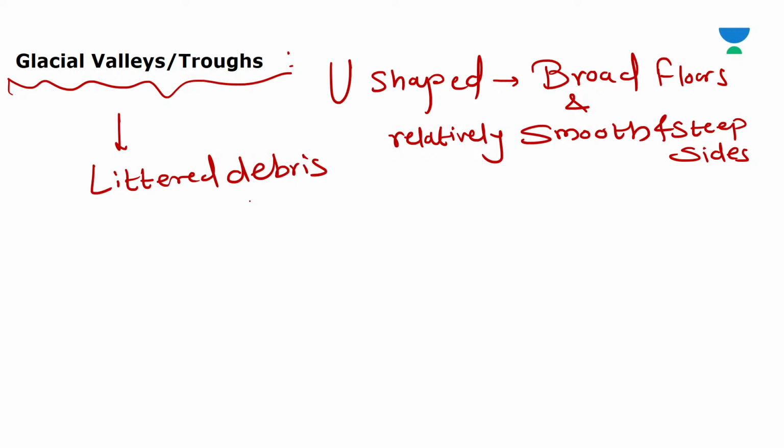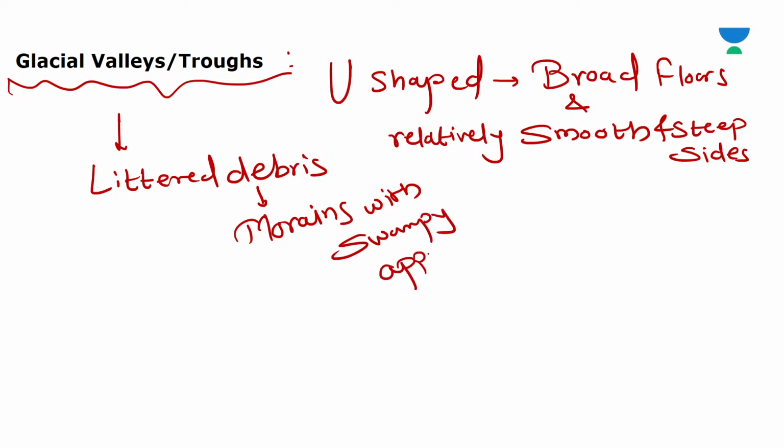So the valleys may contain little debris or debris shaped as moraines with a swampy appearance. So there may be lakes gouged out of the rocky floor or formed by debris within the valleys.